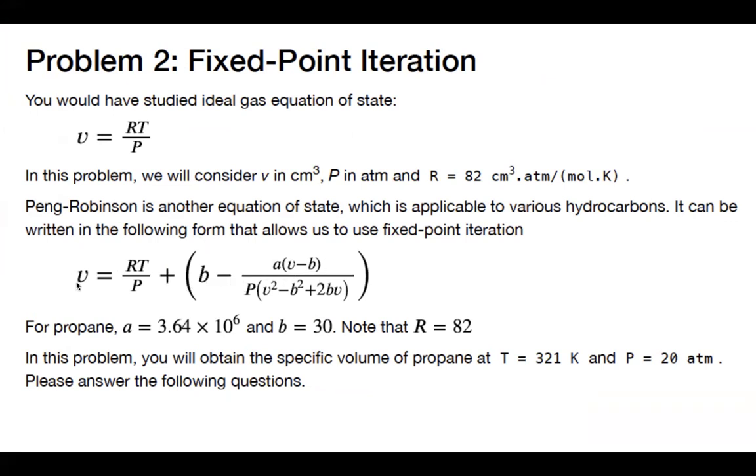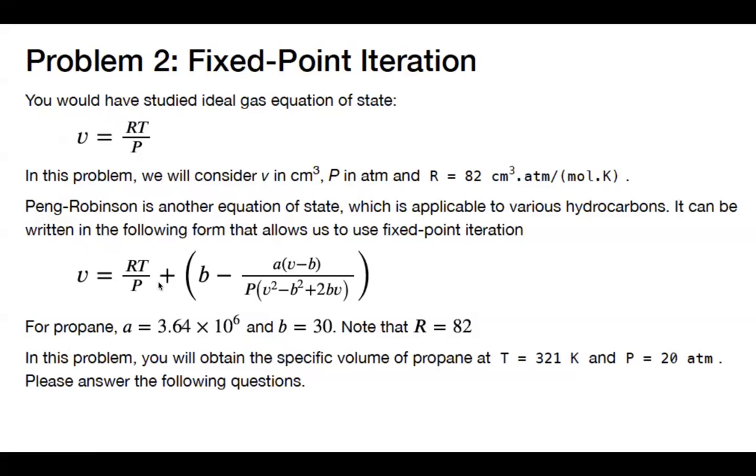You can see that V is there both on the LHS and on the RHS. A is a constant, B is a constant, R is a constant. T is also a constant, 321 Kelvin. P is also a constant, 20 angstroms. All the variables are given to you. You have to iteratively start with an initial guess and find what the final value of V is.